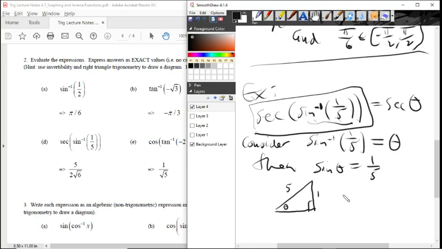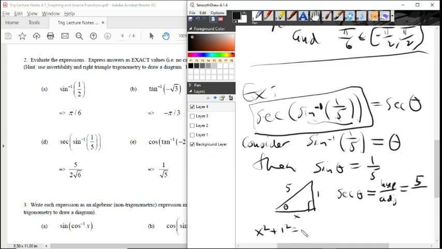Now the question is, what is the secant of that theta? If we find the secant of theta, we would have the secant of the arcsine of 1/5, because the arcsine of 1/5 is theta. Now the secant of theta is found by taking the hypotenuse divided by the adjacent. It's the reciprocal of cosine. The hypotenuse is equal to 5, but the adjacent is something we need to solve for. Let's call the adjacent x. Let's solve for it by the Pythagorean theorem.